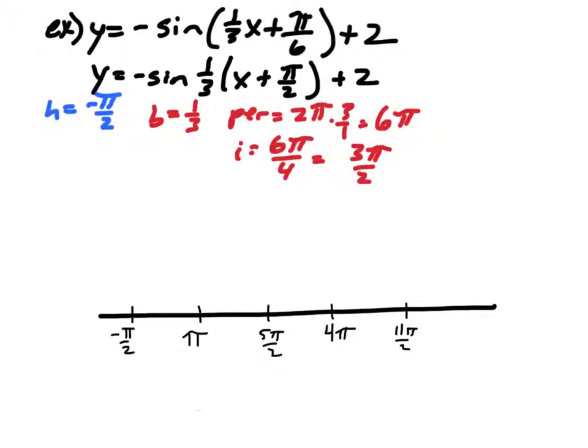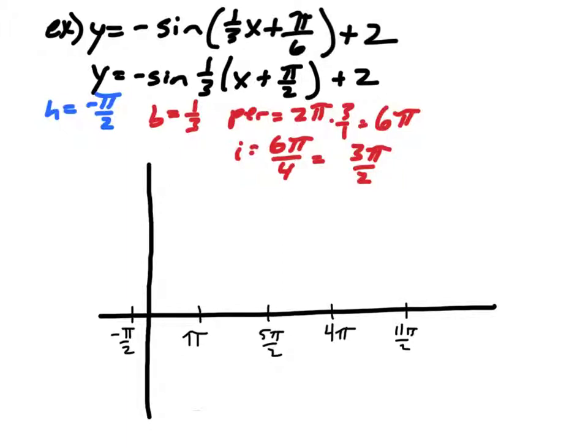Alright, now I need to figure out where the y-axis is. I know that the y-axis is between negative pi over 2 and pi. Which one of those is a little bit closer to 0? Negative pi over 2 or pi? Negative pi over 2. So that's my 0.